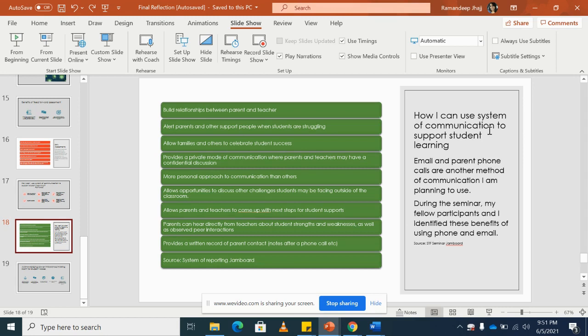Parents can hear directly from teachers about student strengths and weaknesses as well as observe peer interactions, and it provides a written record of parent contact notes after phone calls. In our school division, we do keep track of notes of parent phone calls. We use OneNote, where all the teachers are keeping track of all the phone calls that they make with their parents.